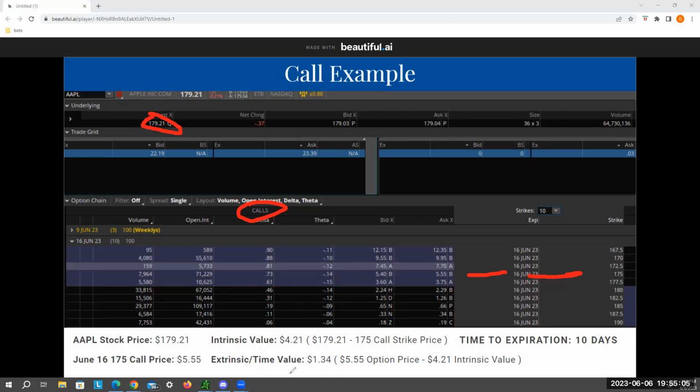Now, to get the extrinsic or the time value, you would start with the option's price, which, as you can see right here, is 5.55. Why is it 5.55? Because this is the ask. The ask is what someone who owns that contract is willing to sell it for at this very moment. They are asking for 5.55. You would ask, why isn't the price 5.40? Because that's the bid. That's what I'm willing to pay for it as a buyer. That's not the current price. The current price is what the current ask is, and that is 5.55. So you subtract the intrinsic value of $4.21 from 5.55, which gives you the time value of $1.34. And as you see, the time to expiration is 10 days because it is June the 6th.